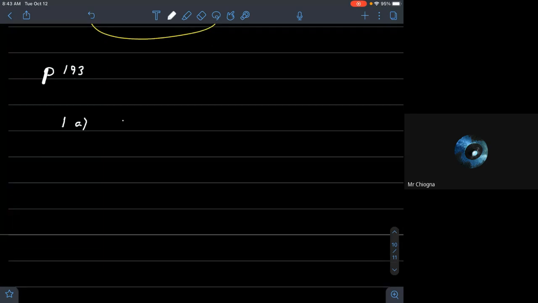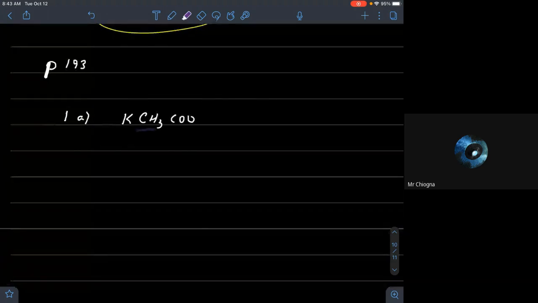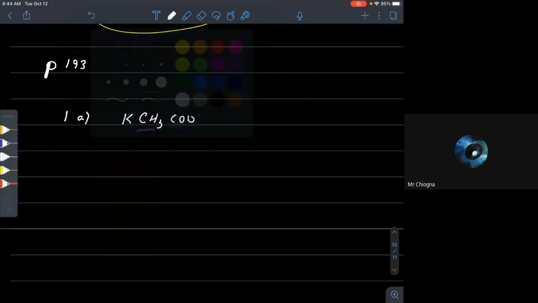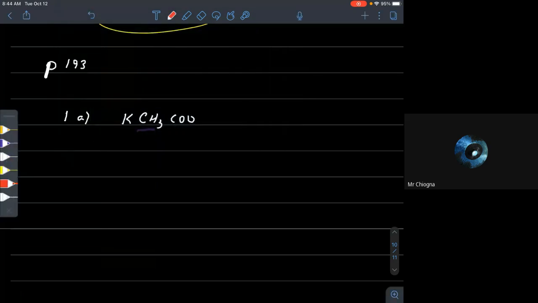So for example, KCH3COO. Once you start getting more familiar, this part there, that's an acetate. That's a polyatomic. I recognize it right away. So it is potassium.